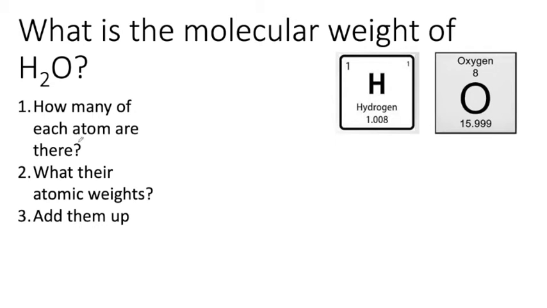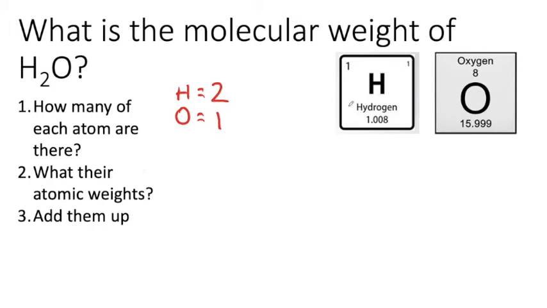Now, I am breaking this down into 3 steps. The first step is going to be figuring out how many of each atom there are, finding their atomic weights, and then adding them up. So the first one is, what is the molecular weight of H2O? This is a really easy one. So first of all, how many of each atom are there? Well, there's hydrogens and there's oxygens. And how many hydrogens are there? Well, there's 2, right? Because that little 2 applies to the H. And then how many oxygens are there? There's 1.